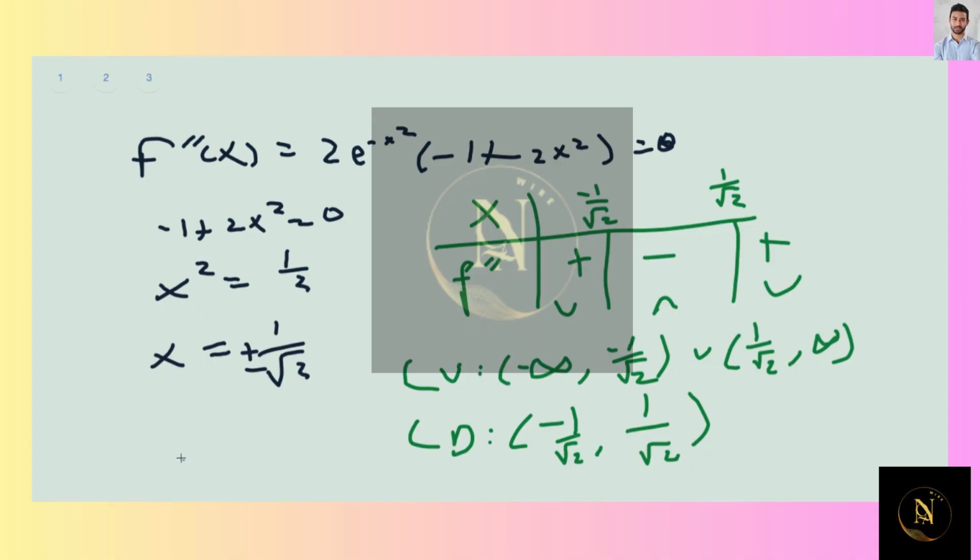We have inflection points occurring when a sign change occurs. So the inflection points occur at plus or minus 1 over root 2.